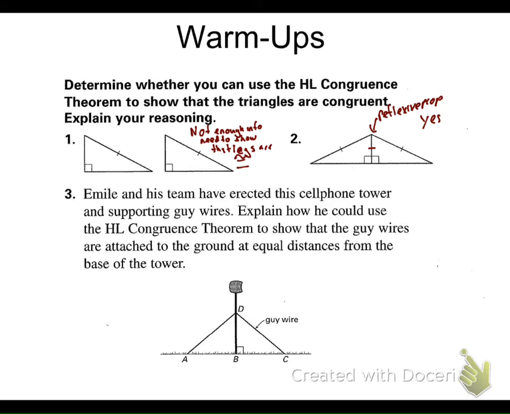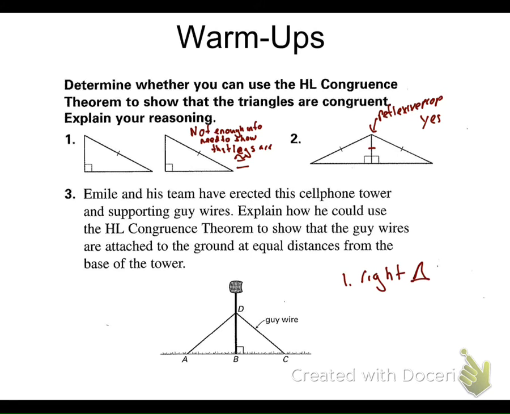So our next one, Emil and his team have erected a cell phone tower and supporting guy wires. Explain how he could use the hypotenuse leg congruence theorem to show that the guy wires are attached to the ground at equal distance from the base of the tower. So we want to figure out how we can show that this leg is congruent to this leg. So in this picture, do we know that they are right triangles? Yes, we know they're right triangles. So step 1, right triangle.